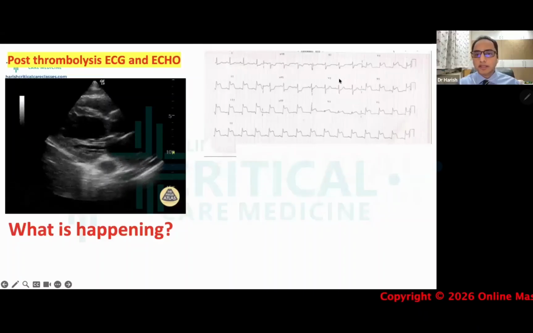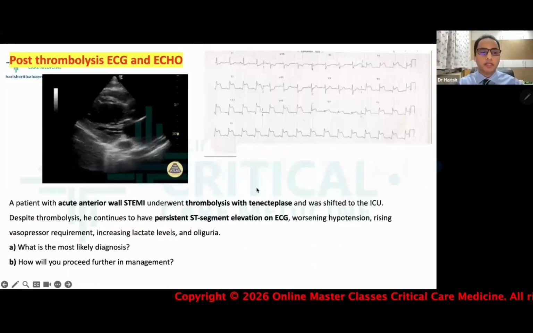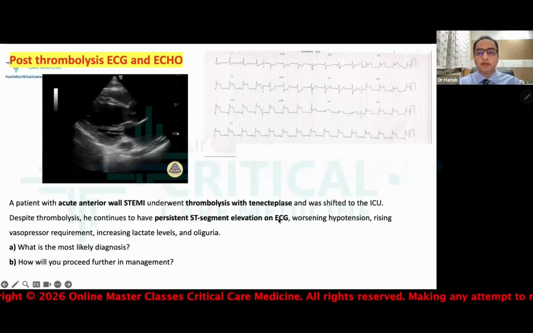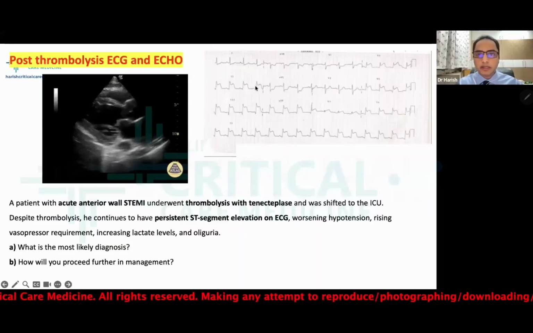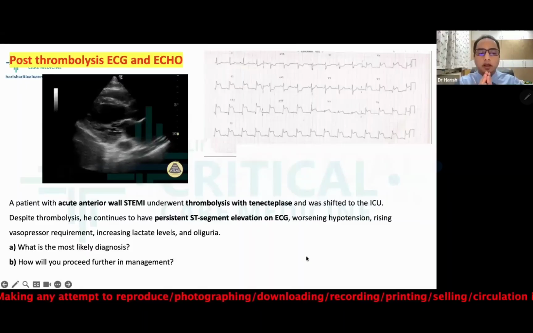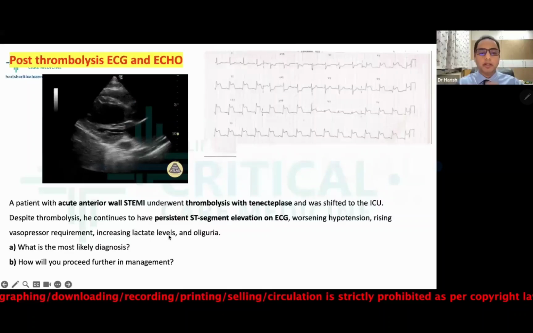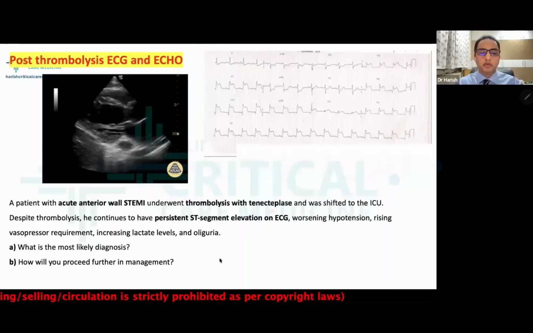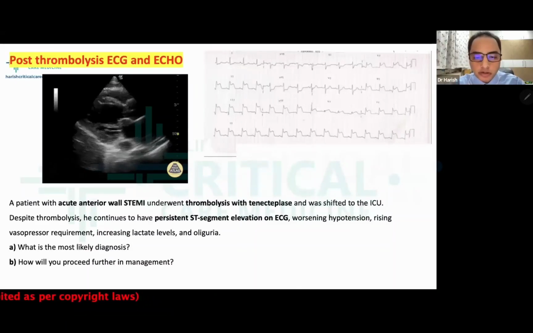So this is the ECG finding in the post thrombolysis period. Okay, what's happening here? If you see a patient with severe anteroseptal MI post thrombolysis with tenecteplase, he's having persistent ST segment elevation in the ECG, which suggests there is ongoing ischemia, with worsening hypotension, rise in vasopressor requirement, increase in lactate and oliguria. These are the perfusion markers. So the most likely diagnosis is failed thrombolysis, failed reperfusion therapy.